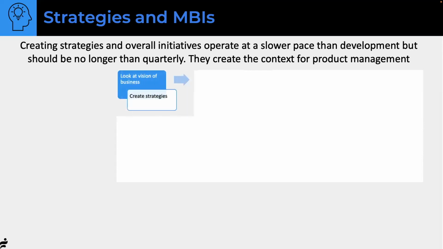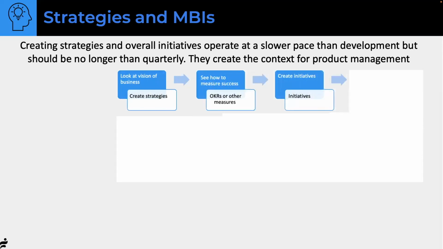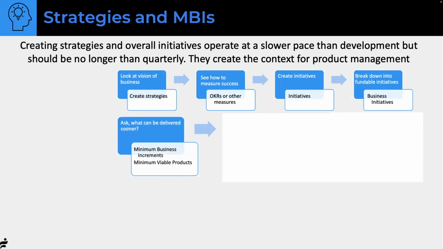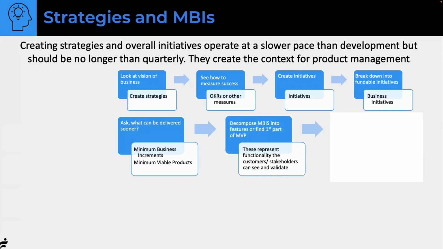So the idea is you can look at the business, the vision of the business, create strategies, use OKRs or some other measure on how you're going to measure success, have initiatives, and maybe what we call business initiatives. The initiatives might be really big, but now we're saying, well, we're going to break these down into things we're funding, and these could be MBIs or MVPs. In other words, we're taking these initiatives, breaking them down as a sequence of smaller items, building them, and we can decompose these or find the first part of an MVP perhaps, and build these in segments.